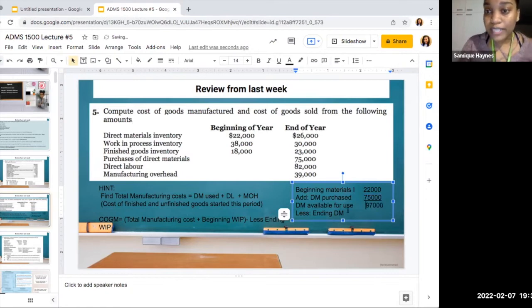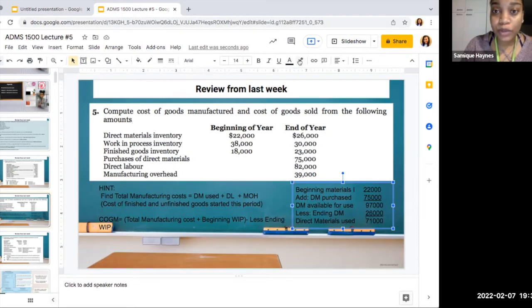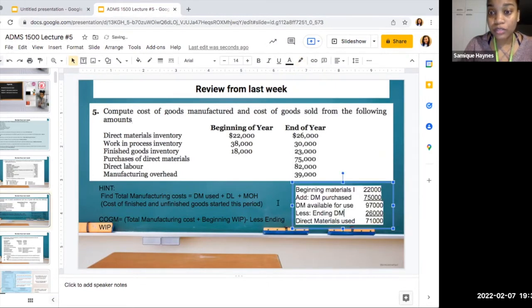So as our friend said, you kind of went backwards, but that's okay. You gave us a part of it that we needed. We're going to deduct our ending direct materials, and our ending direct materials is 26,000. So this is going to give us the direct materials used. So how much is this? Does this make sense to everyone? It's just like the one we did when we did cost of goods sold. Just the same.